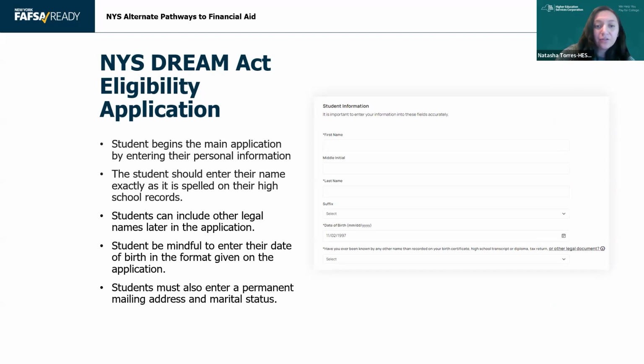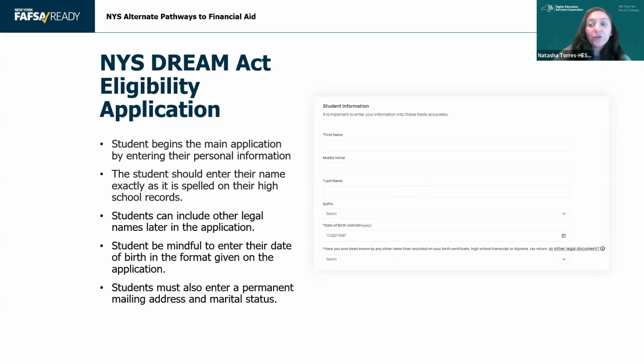Okay, so now we can go to the next slide for the Dream Act eligibility application. It's the same thing. Students are going to choose their immigration status. Here the student begins their main application after they go through all of that. The student is going to enter their first name, last name, date of birth, and if they were ever known by any other legal names.